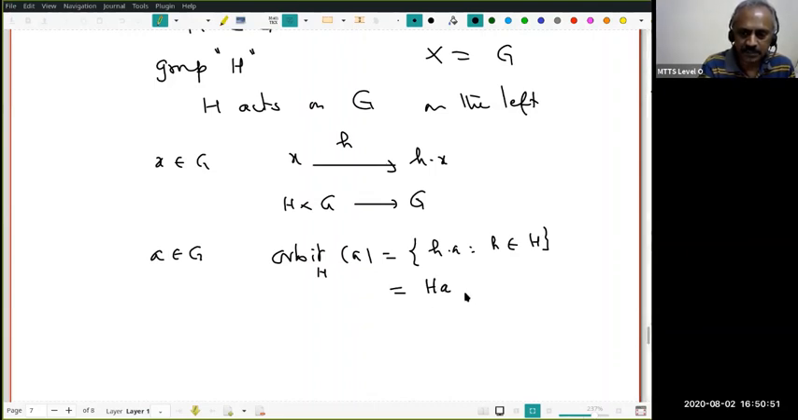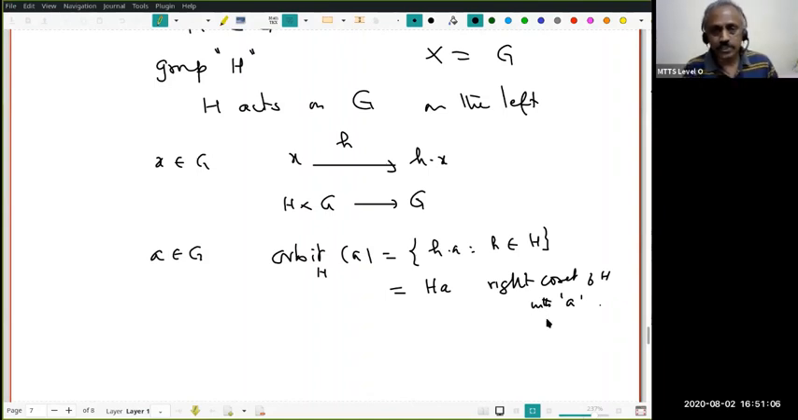This is Ha. What is this? It is the right coset of H with representative a. So through the left action of H on G, I get a right coset of H. Ha. I don't get the left coset, I get a right coset.